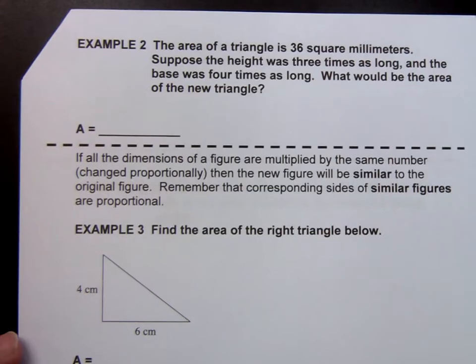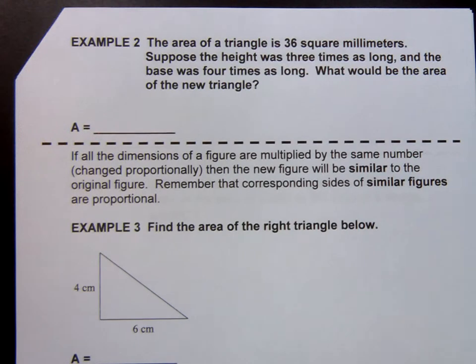The area of a triangle is 36 square millimeters. Suppose the height was 3 times as long and the base was 4 times as long. What would be the area of the new triangle? Notice they didn't even give me the actual height and the actual base, so it wouldn't even be possible to do the long method that we did on the table.